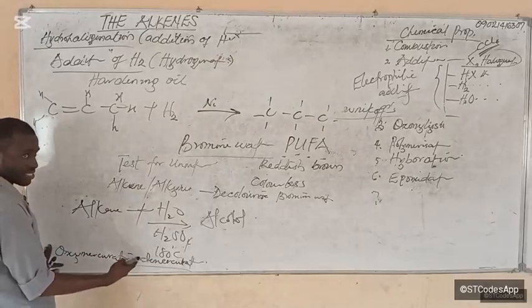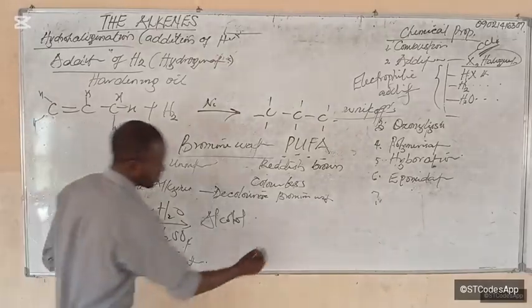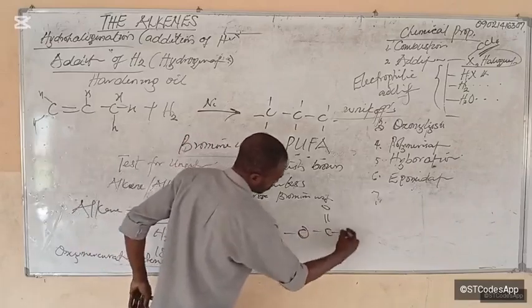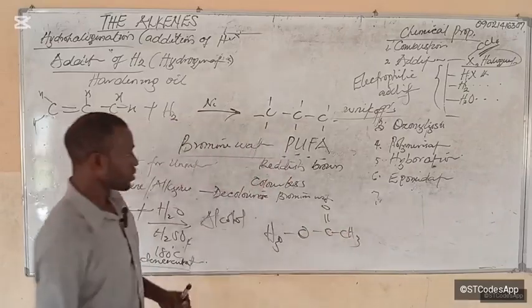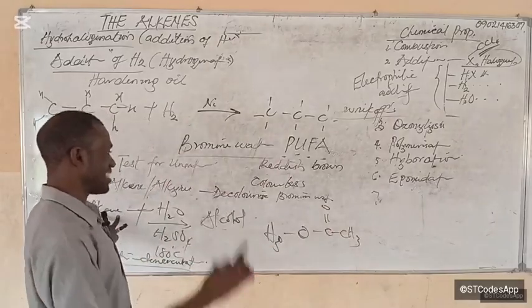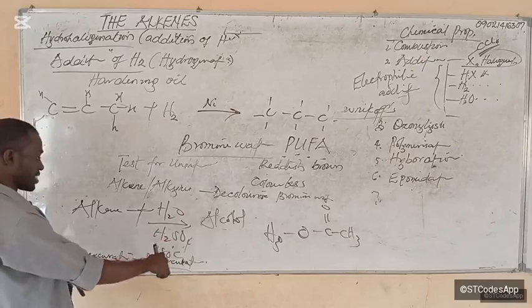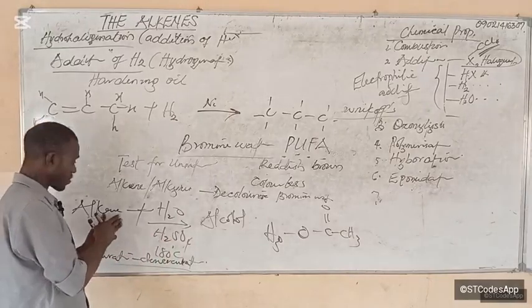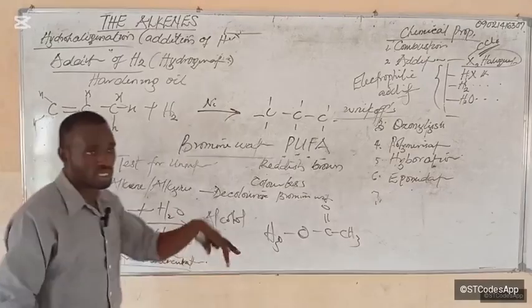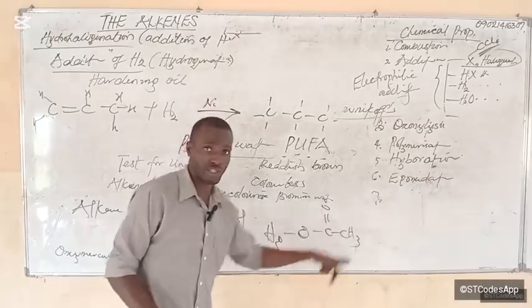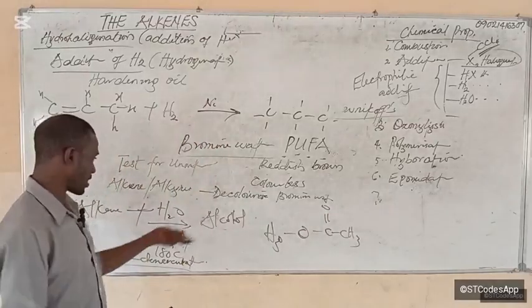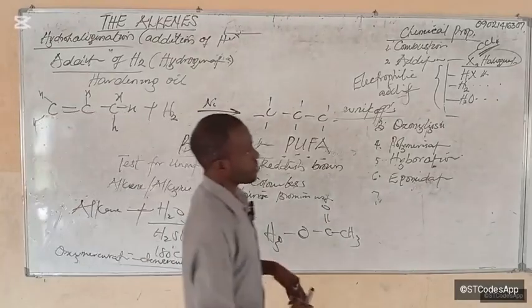Mercuric acetate is just Hg(OAc)2. So this is added to an alkene. Then there is hydration of this alkene, and then alcohol is formed, and then it is followed by demercuration. So that one leads to a higher yield of alcohol than this process here.